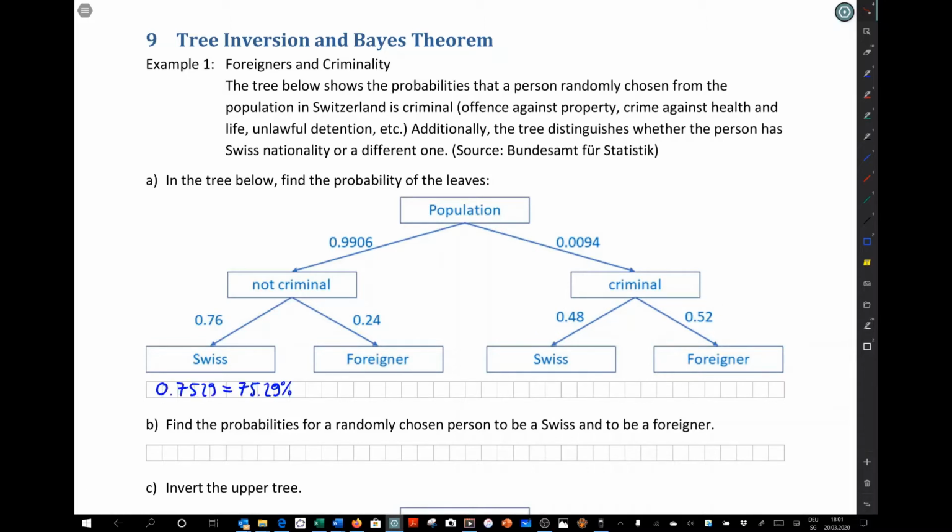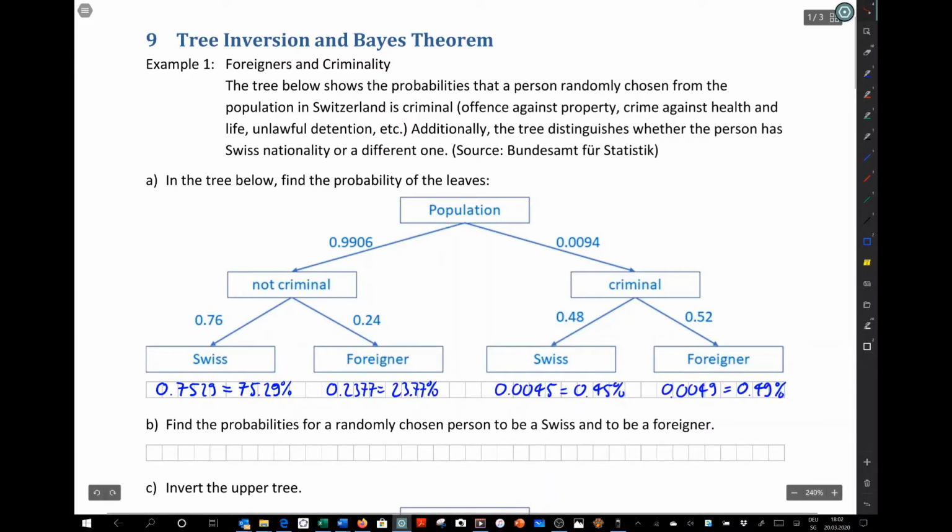Let's now find the probability that a randomly chosen person is a non-criminal Swiss, and this is 75.29%. Well, how did we calculate that? It's this probability times this probability. Let us now find also the probabilities for the rest. The probability that a randomly chosen person is a non-criminal foreigner is 23.77%, that it is a criminal Swiss is 0.45%, and the probability that it is a criminal foreigner is 0.49%.